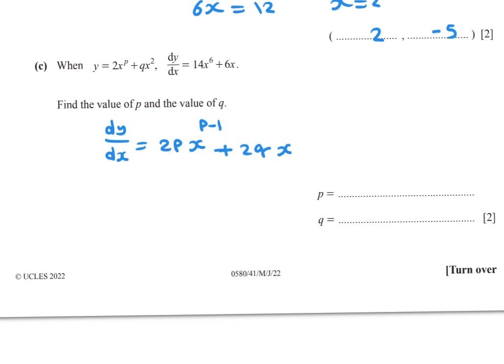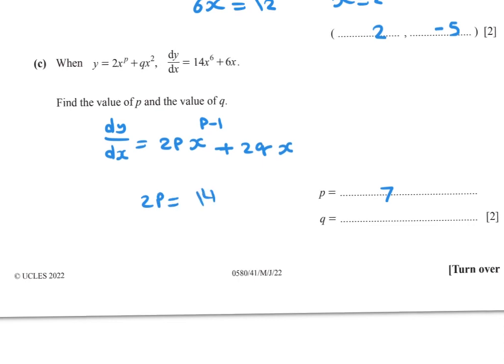Now compare between this one and that one. 2b equals 14, so b equals 7. And 2q equals 6, so q equals 3.